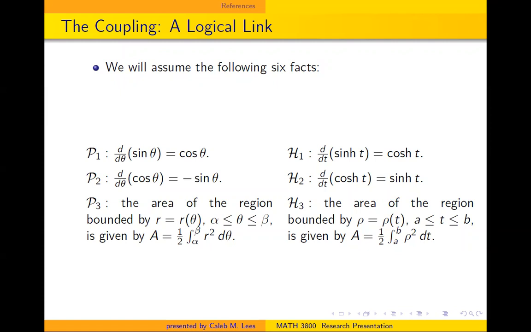H1 is that the derivative of sinh t is cosh t. H2, the derivative of cosh t is sinh t. Those are pretty easy to accept. H3 is a little bit more obscure though. The area of a region bounded by some hyperbolic curve between A and B is that integral, which is oddly similar to the polar integral over on the left side, right?